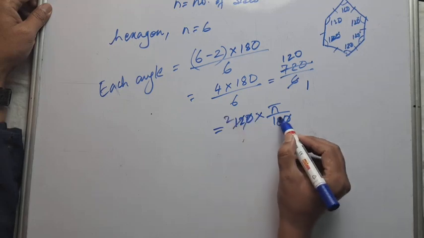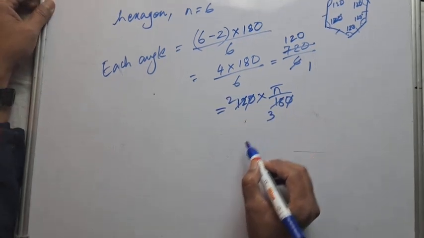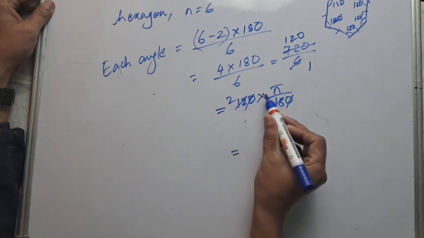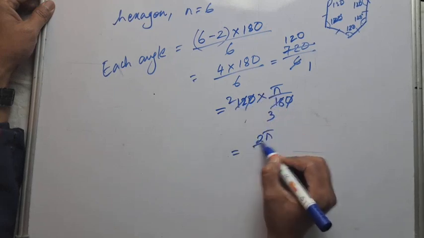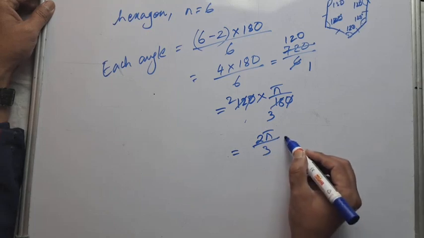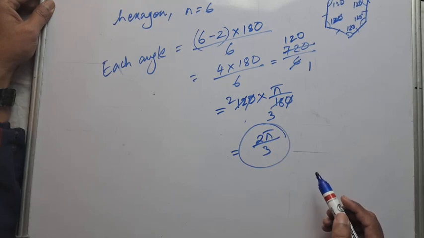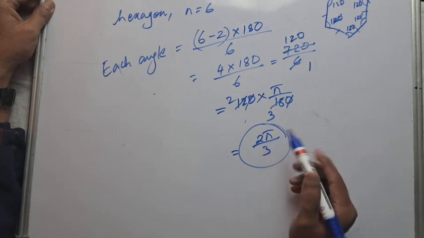6 2s are 12, 6 3s are 18, isn't it? So this will give us 2 and pi are in the numerator. So 2 into pi is 2 pi upon 3 is in the denominator. So the circular value of each angle of regular hexagon is 2 pi by 3, isn't it?